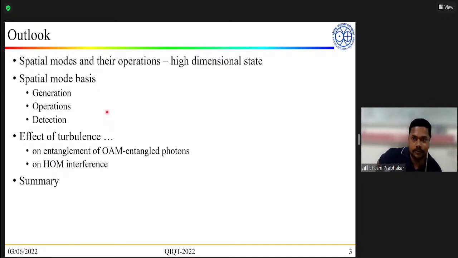I will introduce the spatial modes a bit more, not just by colors and intensity. I will also explain why they are called higher dimensional states and what their importance is. Then I will briefly explain what these spatial mode bases are. As we are going to deal with this in terms of quantum mechanical description, I will show you what the bases are, how we can generate them, what operations we can perform on them, and how we can detect these bases.